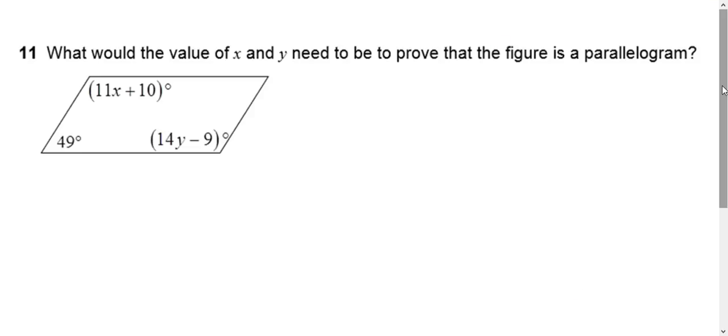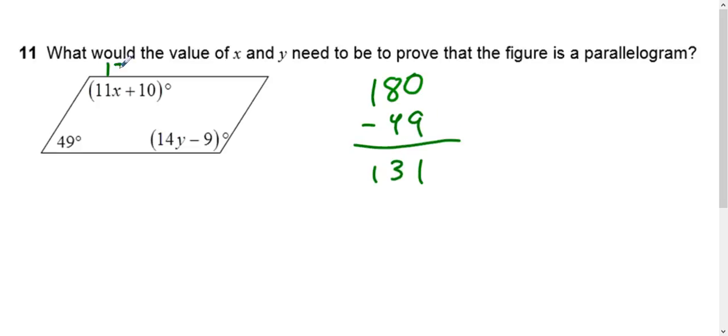So if this is a parallelogram, that means opposite angles are congruent, which doesn't really help us in this case because we have an x and a y. But it also means that consecutive angles are supplementary, which means they add to 180. So if this angle is 49, this angle in the top left would have to be whatever you get when you subtract 49 from 180. So this angle is 131, and then like we said to start, opposite angles are congruent, so this angle is also 131.